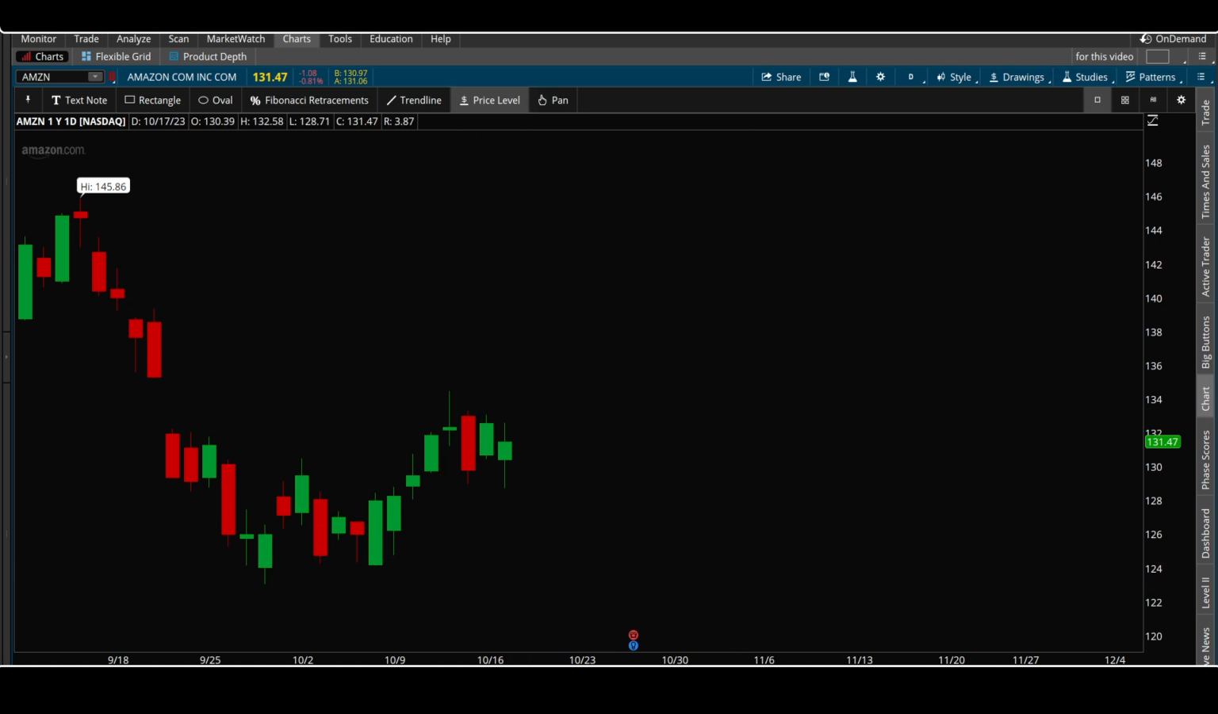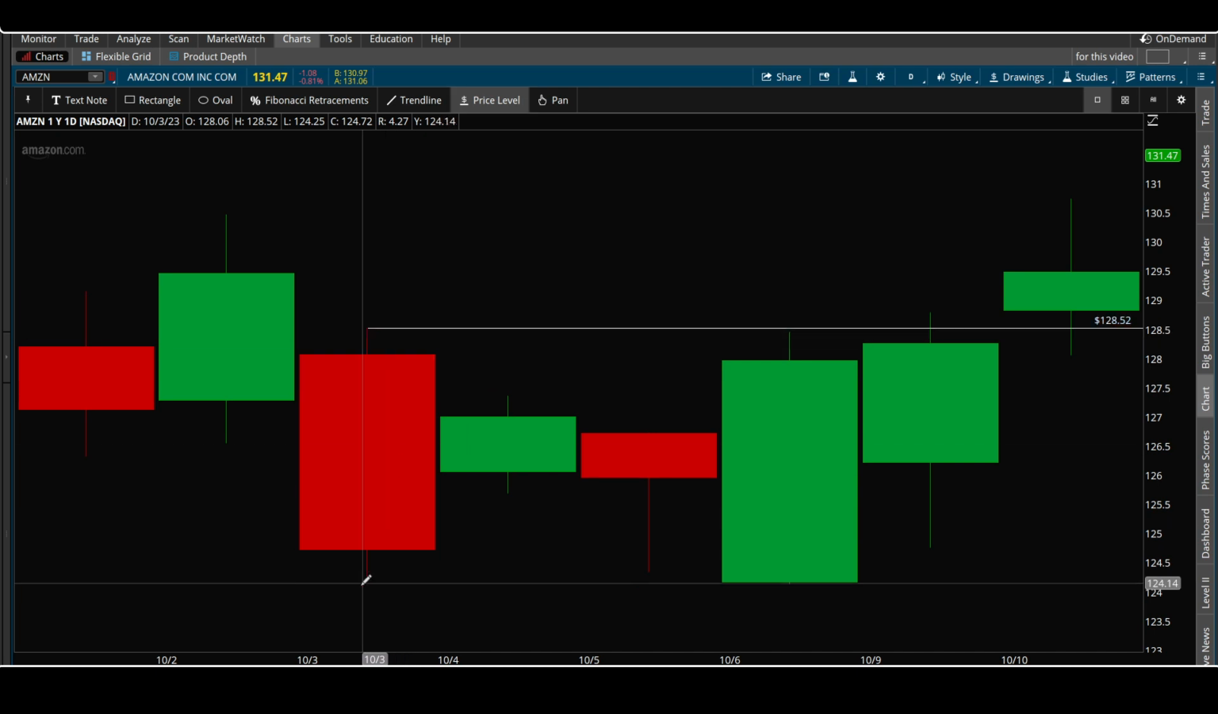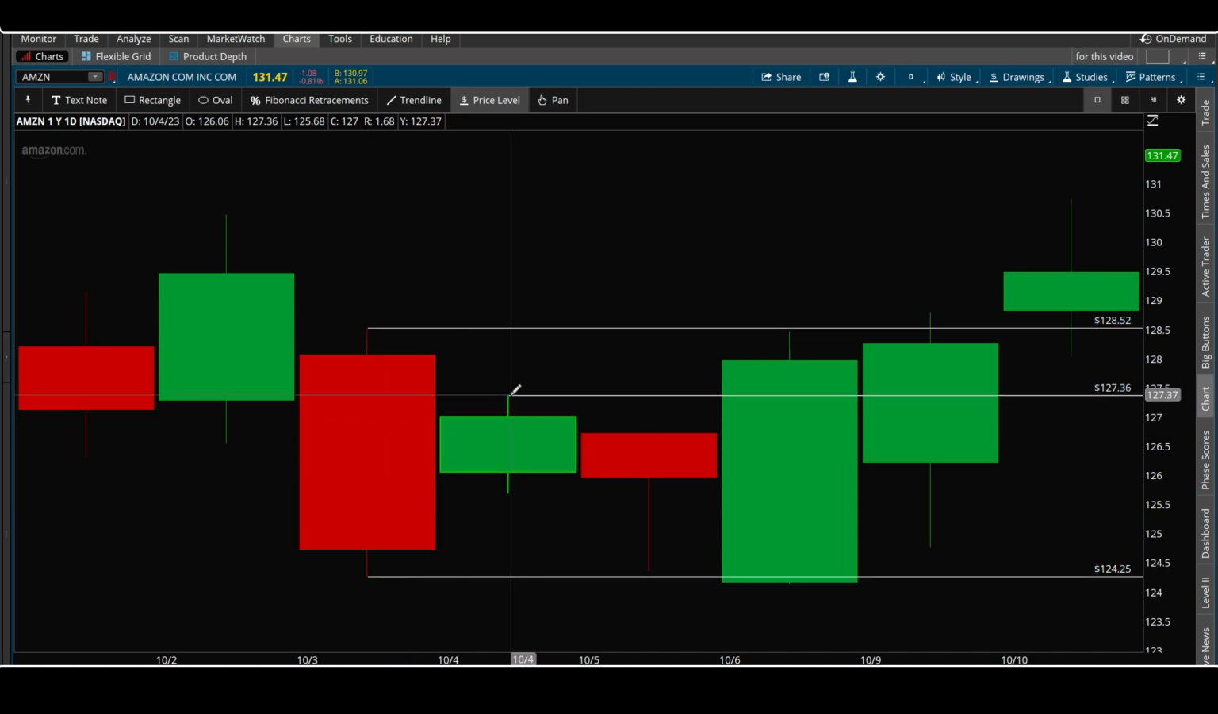Wait, which example was it? It was from 10:05, I think. Yeah, 10:04 to 10:05. Okay, yeah, right here. It's this one. So this candle's high. This candle's low. This candle's high. This candle's low. So now we see it's trading inside of it.